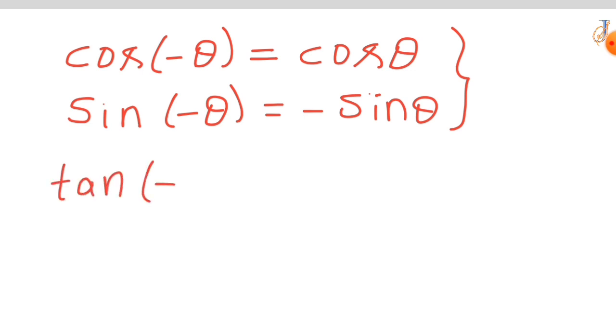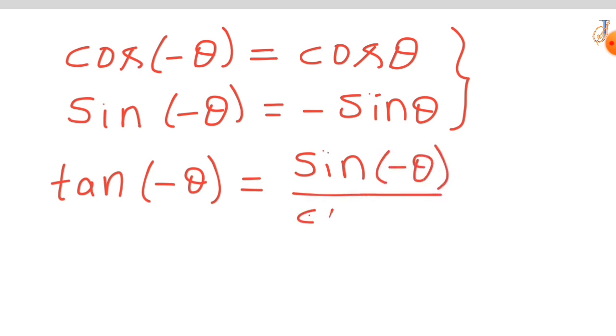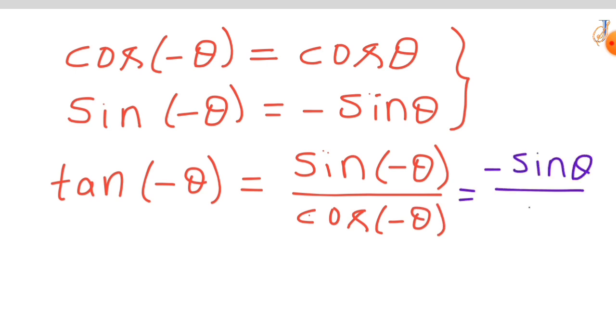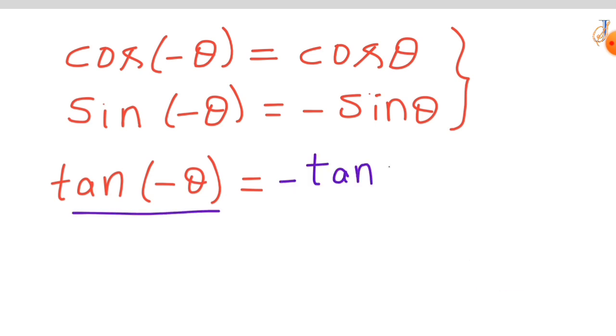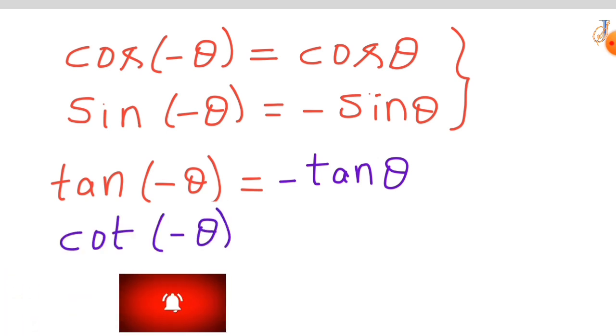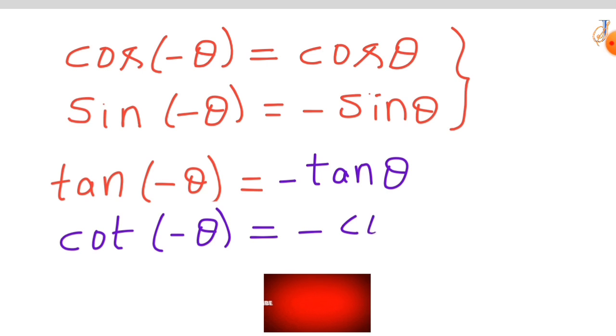Tan of minus theta, which we can write in terms of sin and cos, sin of minus theta over cos of minus theta. And we know that sin of minus theta the value is minus sin theta, cos of minus theta the value is cos theta, minus sin theta over cos theta which is minus tan theta. So tan of minus theta the value is minus tan theta. Similarly, cot of minus theta is minus cot theta.